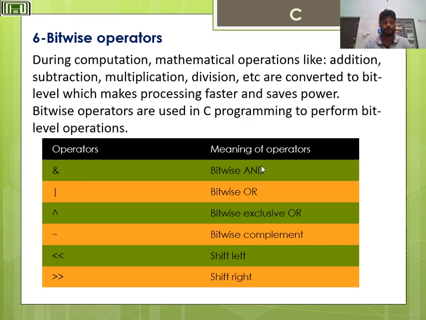Now bitwise operators. During computation, mathematical operations like addition, subtraction, multiplication, etc., are converted to bit level, which makes processing faster and saves power. Bitwise operators are used in C programming to perform bit level operations. These are the following operators: bitwise and, bitwise or, bitwise exclusive or, bitwise complement, that is not, bitwise left shift, then right shift. These are the bitwise operators used in C.